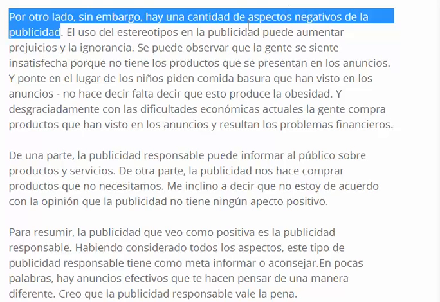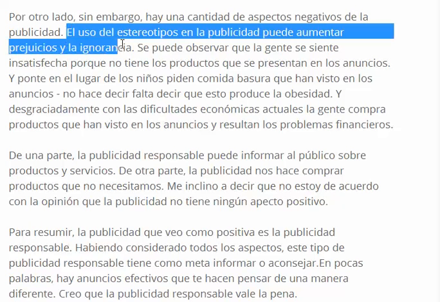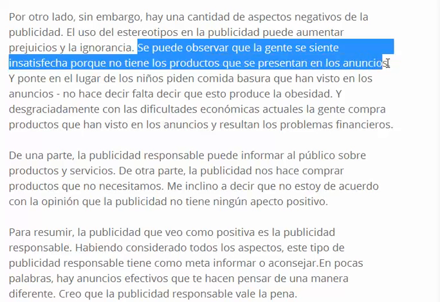Hay una cantidad. Again, I'm trying to avoid hay muchos, so I'm saying hay una cantidad de aspectos negativos de la publicidad. And again, perhaps you'd like to stop the video and just read through what I've put. Here's my first example. El uso de estereotipos. That is straight from the textbook. The next one down is also more or less straight from the textbook.